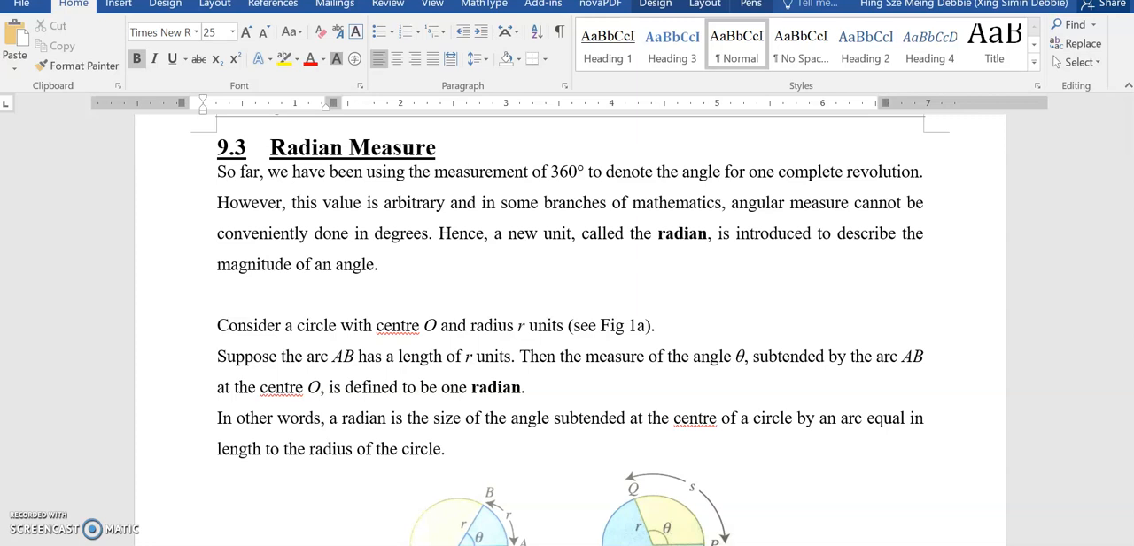Good day. So far, we have been using the measurement of 360 degrees to denote the angle for one complete revolution. However, this value is arbitrary, and in some branches of mathematics, angular measure cannot be conveniently done in degrees. Hence, a new unit called the radian is introduced to describe the magnitude of an angle. Let us now turn to page 6 of your notes to see the relationship between the arc length, the radius, and the angle that is subtended at the center of the circle.